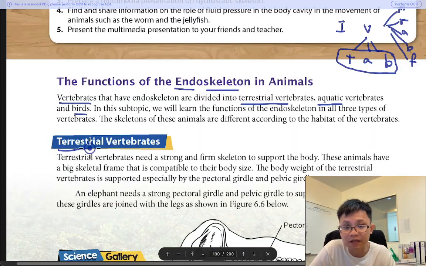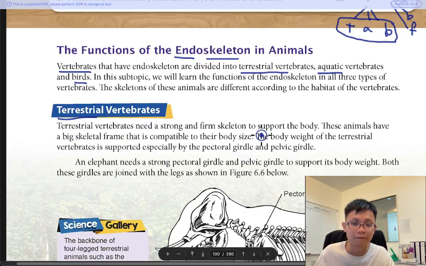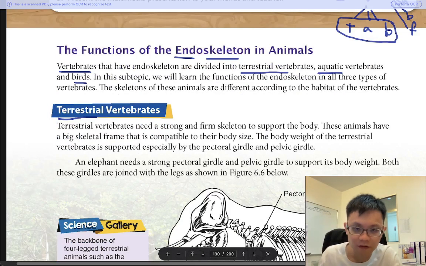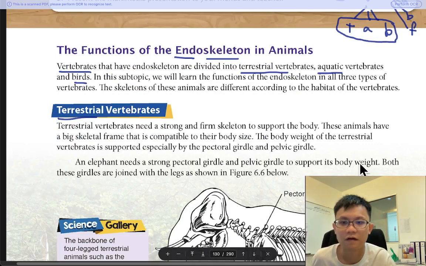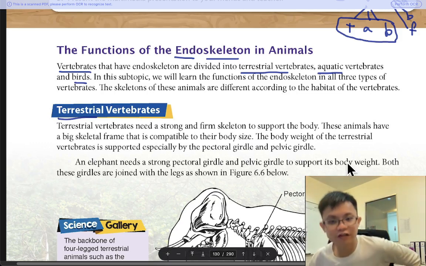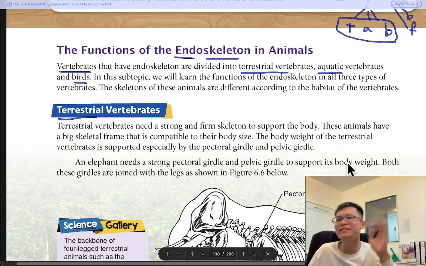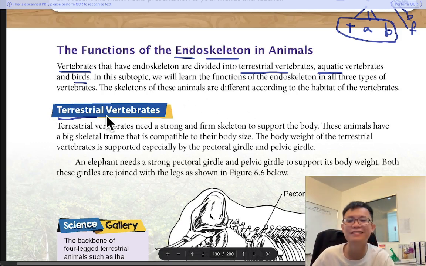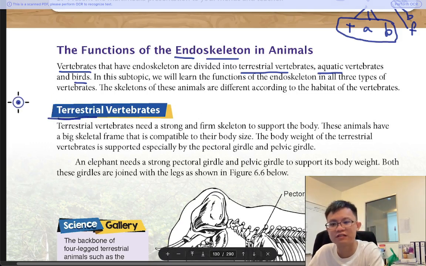Terrestrial vertebrate means we are talking about land. Can you give me example of terrestrial vertebrate? Bird, some more? The terrestrial vertebrate. Hey, bird is not terrestrial vertebrate. No, it's not bird. Terrestrial vertebrate on the land. What's the example of terrestrial vertebrate?